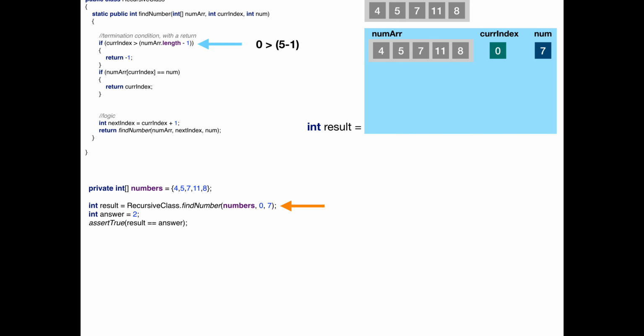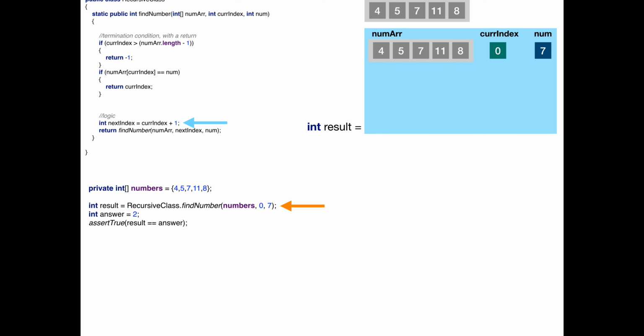But in this case, I'm looking for 7, and 7 does exist in there, and my termination condition doesn't happen. Because first, the current index is 0, then number array length minus 1 is 4, so 0 is not greater than 4, so it's not going to return -1. We're going to look at current index 0 in num array, which is 4. 4 does not equal 7, so it's not going to return that. So then it's going to go to my logic next.